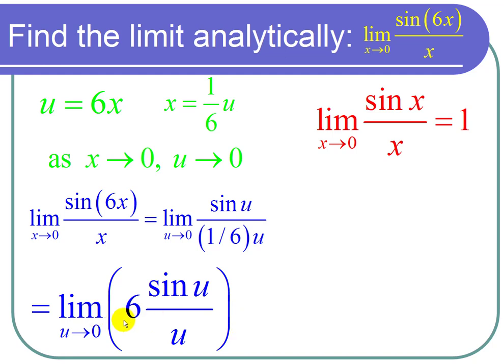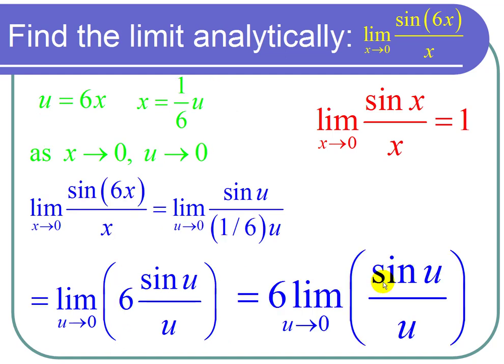Now the variable x doesn't matter. What really matters is that we have the sine of the letter divided by the letter, and we're taking the letter as it goes to 0. So this sine of u over u goes to 1 as u goes to 0.